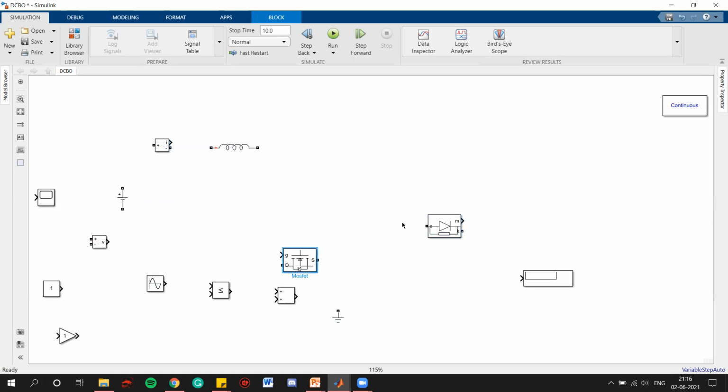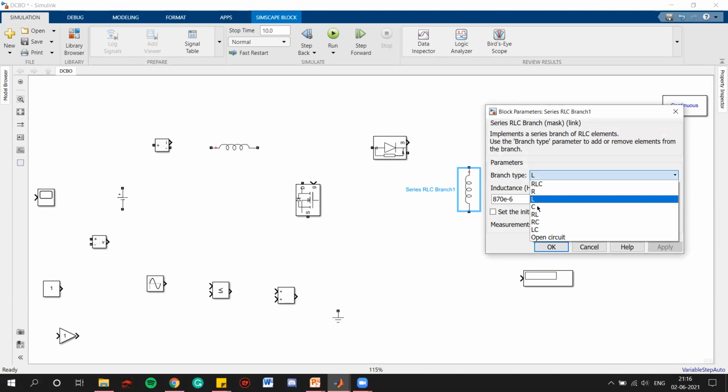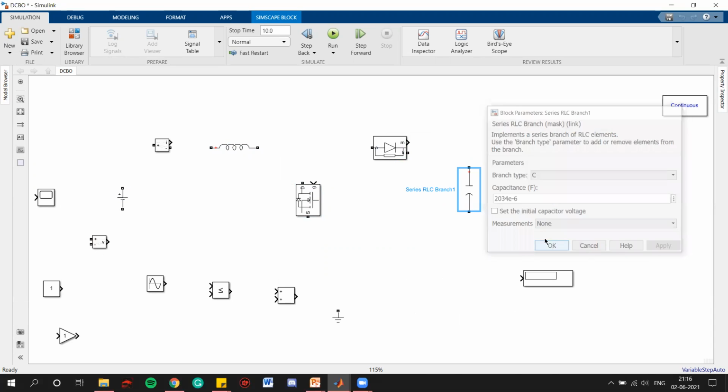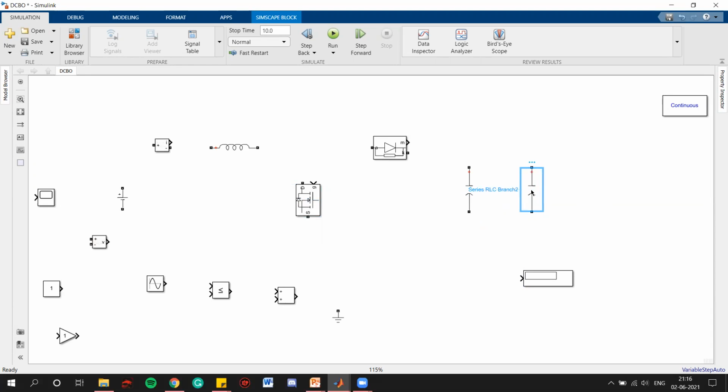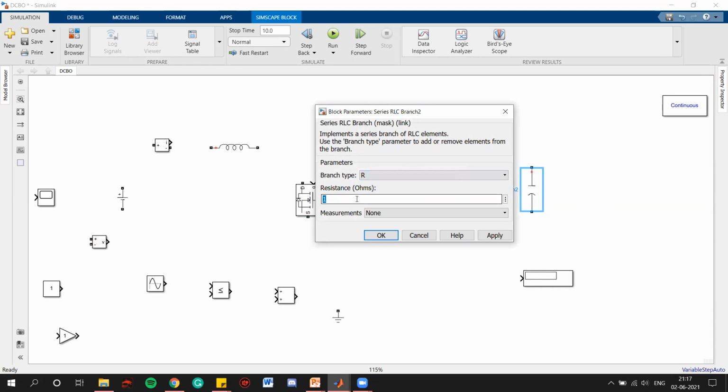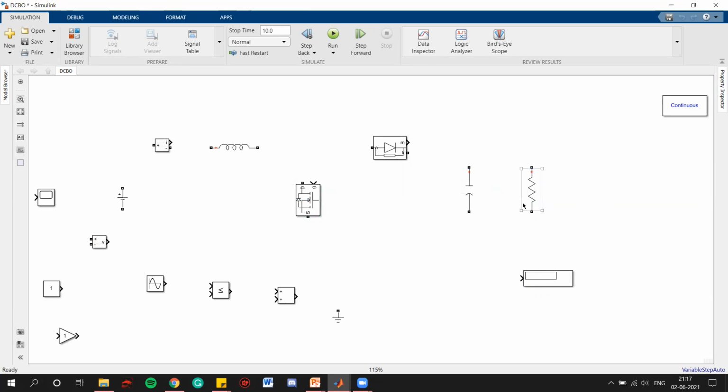Then here it would be MOSFET. Right. Then we will have our diode here for the prevention of reverse current flowing. Then we will convert this RLC branch into a capacitor of, according to our design, 2034 microfarad, and we will use resistance as well, 10 ohms, that is enough, right?